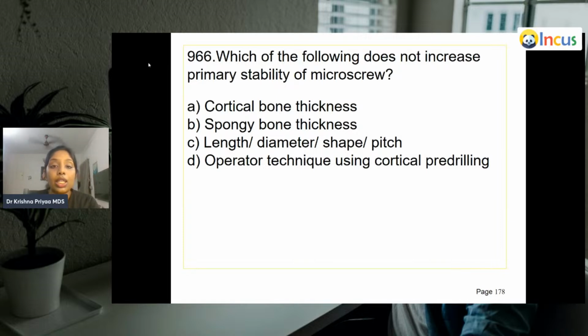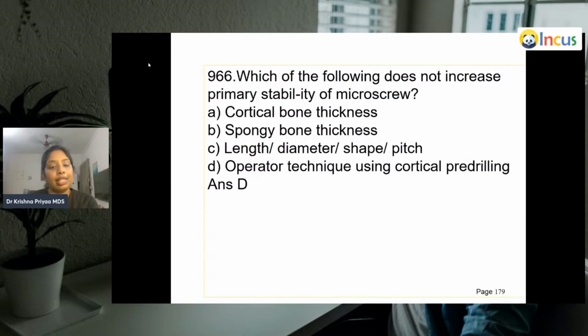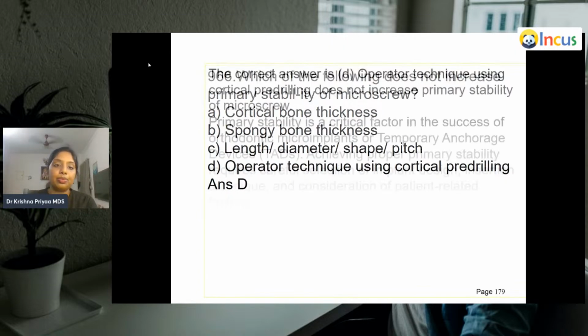The first one is cortical bone thickness, spongy bone thickness, length, diameter, shape, and pitch. Operator technique using cortical pre-drilling. So, it covers almost all the factors involving the screw material and the bone. So the question is 'not'. You should always understand the word. Whenever they've given 'not', you should pay important attention to it. So I feel operator technique using cortical pre-drilling, yes, that is the answer for this question.